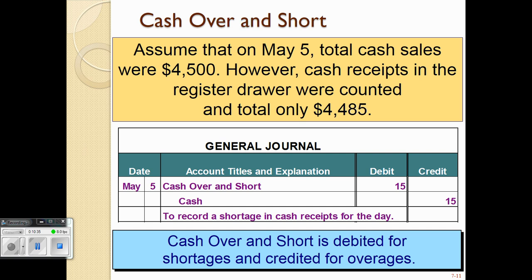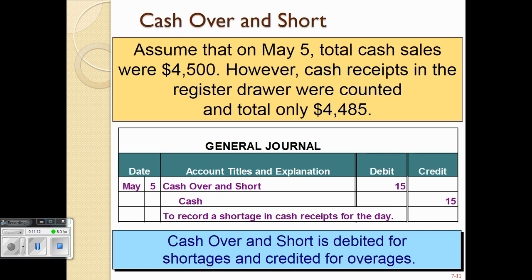What happens, unfortunately, perhaps more often than we'd like to think, is that at the end of the day, that cash register is going to be either too high or too low. So we have a cash over and cash short account, and depending upon whether we're over or short determines whether it's debited or credited. In this particular case, we were short by $15. So notice we credit cash because we have $15 less cash than we should, and we debit, in this case, cash over and short.